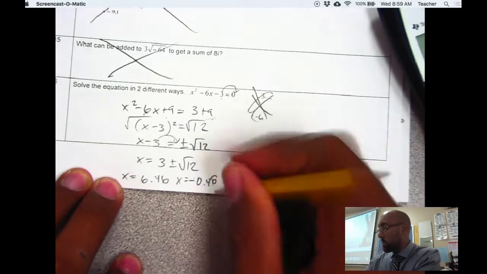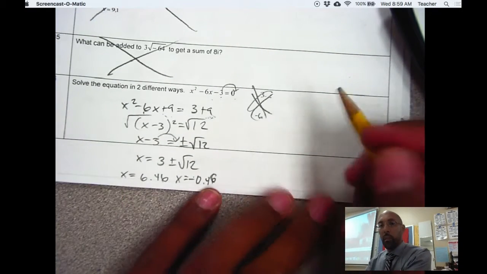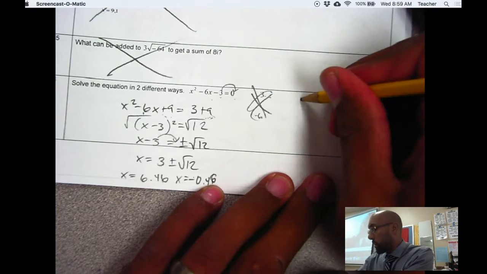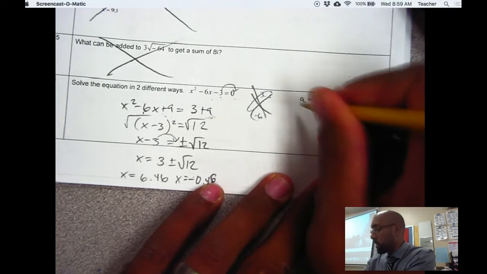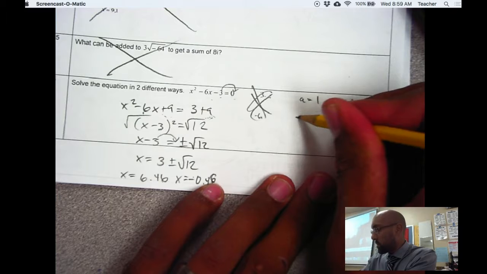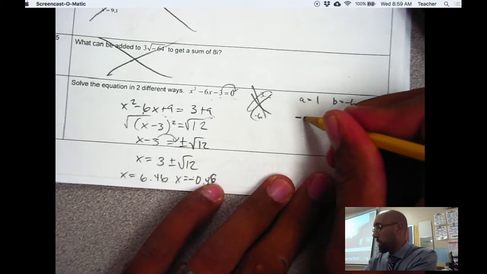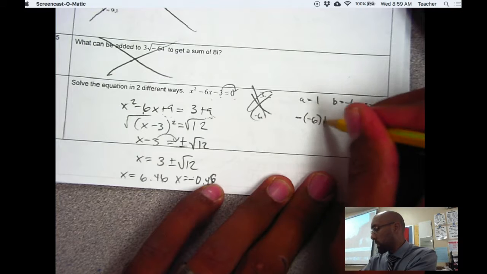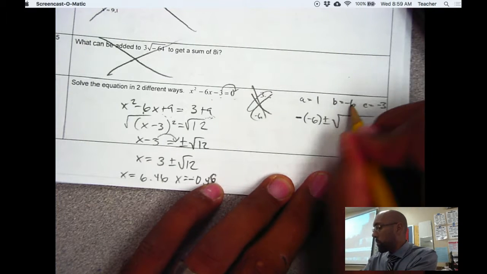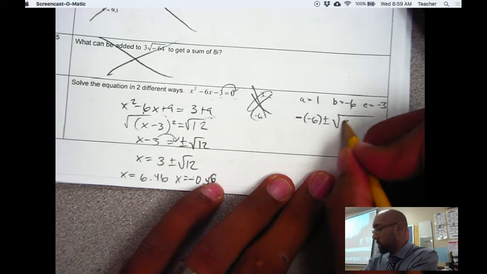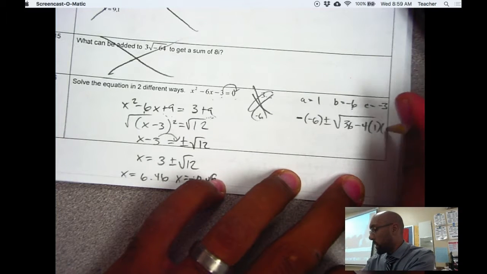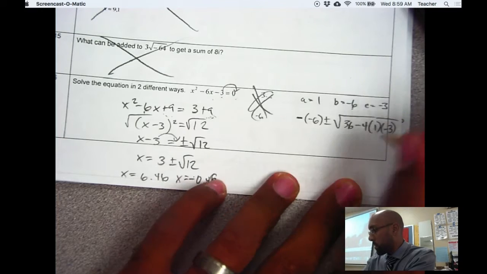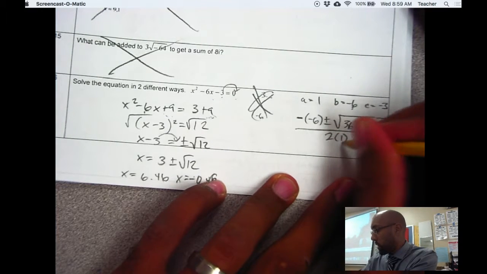But then it asks you to do it in two different ways. So the next way that I'm thinking is let's do the quadratic formula. Our A is going to be 1, our B is going to be minus 6, our C is going to be minus 3. Then we're going to plug in, and first don't forget that negative out there where the negative B is. So negative times negative 6 plus and minus square root of B squared minus 4AC. So negative 6 squared is 36 minus 4 times A, 1, times C, minus 3, over 2 times 1.